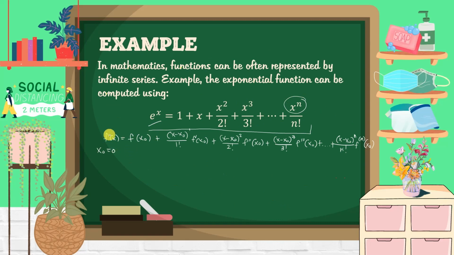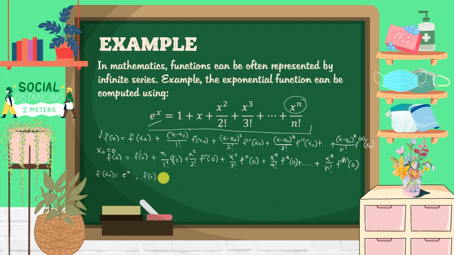So then, from this function, we need the value of the function at 0. The function of x sub 0 is equal to e raised to x. Therefore, for the function of 0, we substitute x equals 0, so it will have a value of 1.